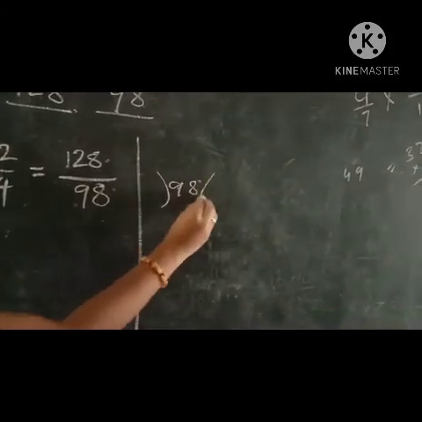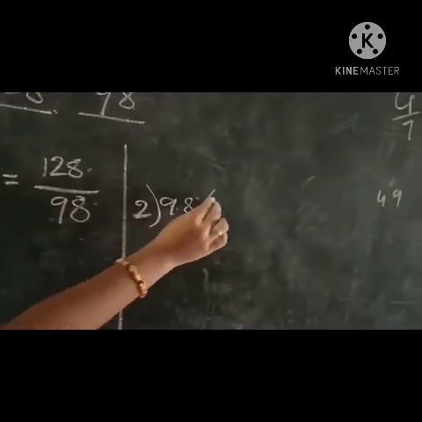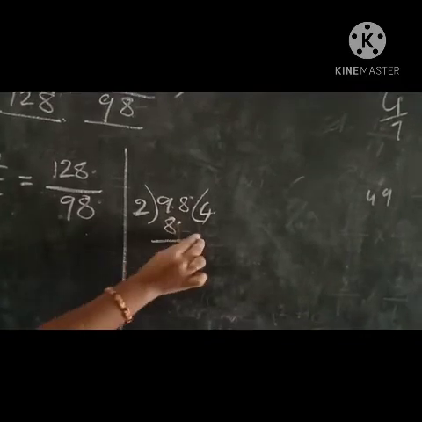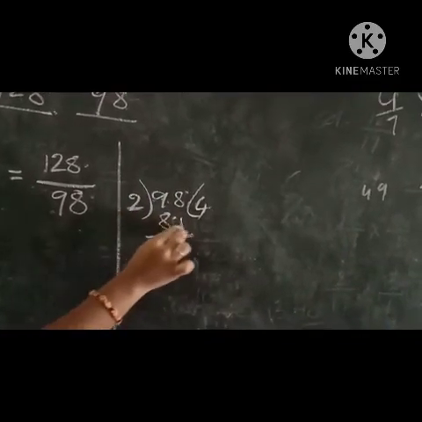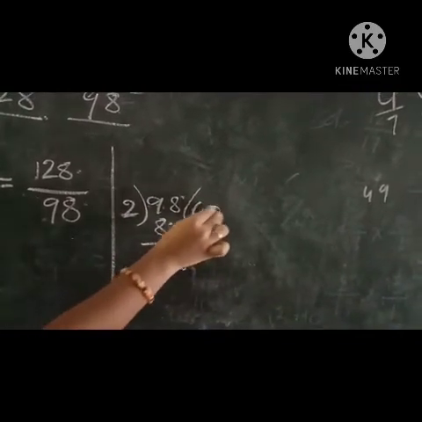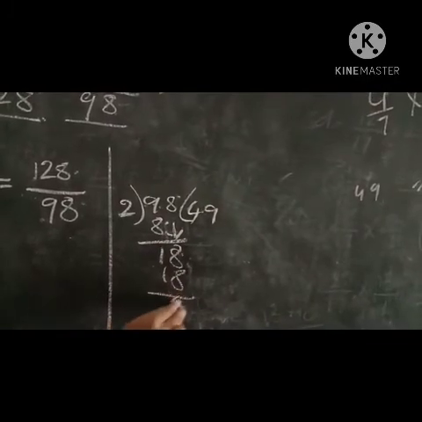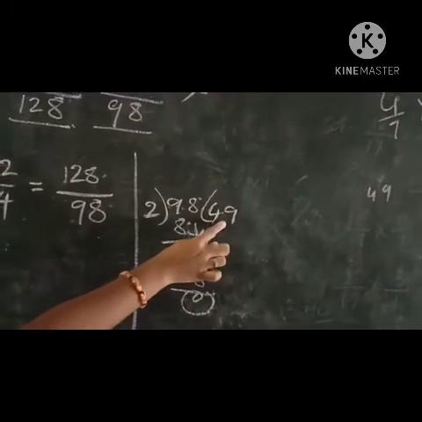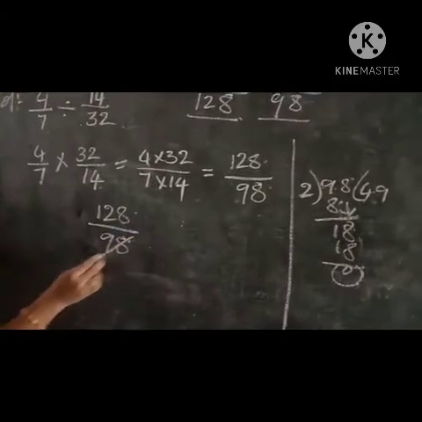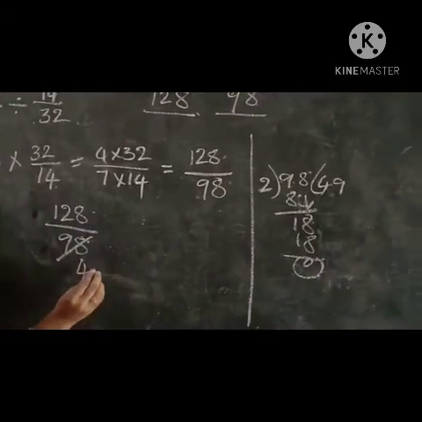98, no? In which table, children? 2 table, no? See, 2 4s are 8. 9 plus 8 is equal to 17. Here 8, 9s are 72. So what is the quotient here? 49. Cancel this 98 and write here 49.